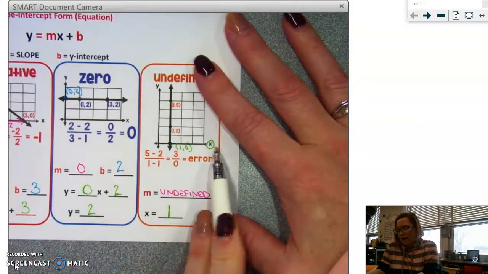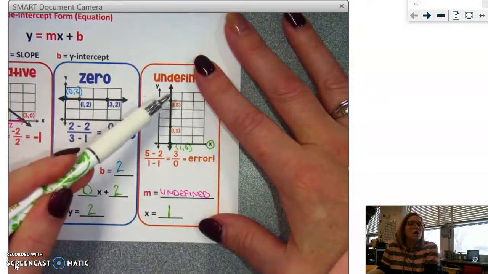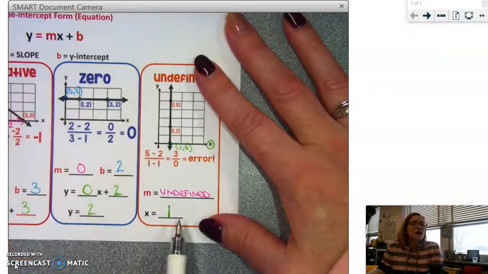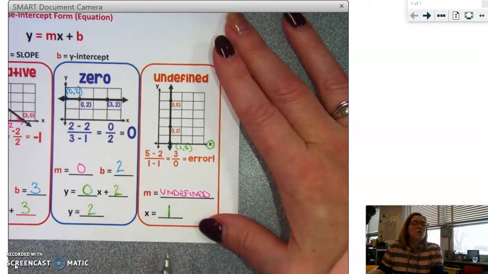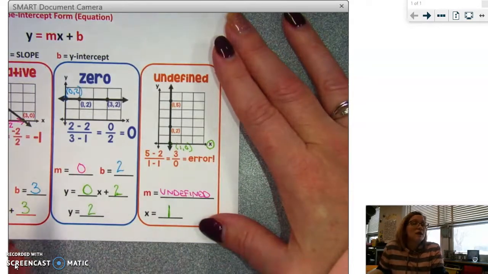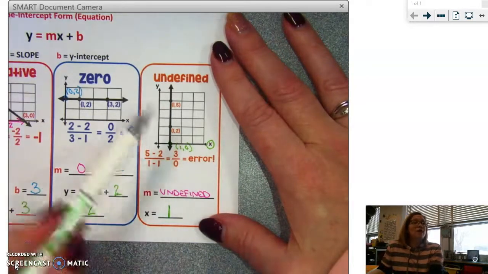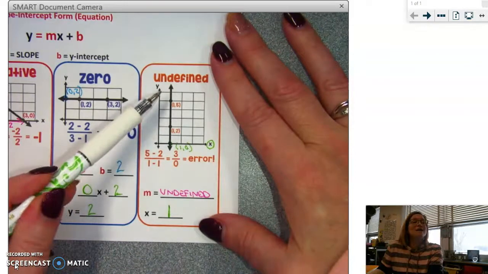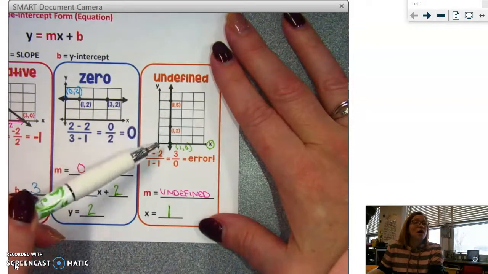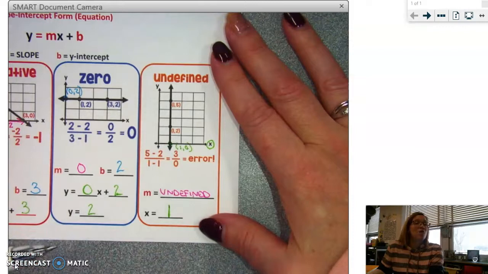So on the x-axis, you find the 1 and you draw your vertical line. And that would be your equation. X equals 1. There is no y. It never will touch the y. Y is never a value. It doesn't matter what y is. No matter what y is, x will always be 1.